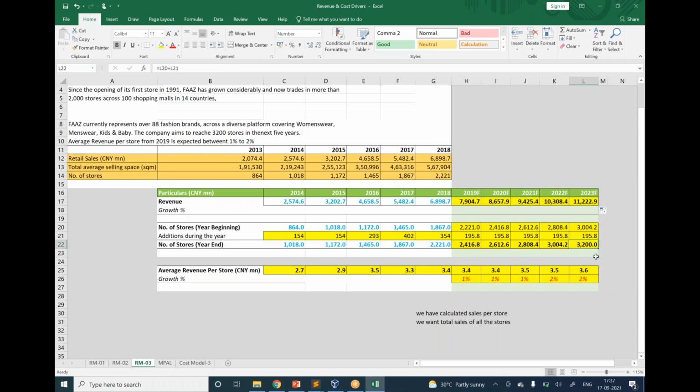Last year, 2023, you have 3,200 stores, and look at how much money it is making. 11,222 million, meaning into 10 to the power of 6. Is this clear, Vaishnavi?